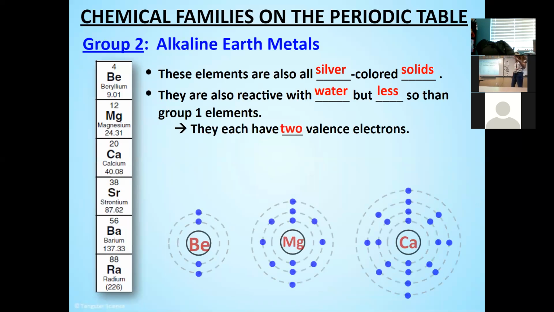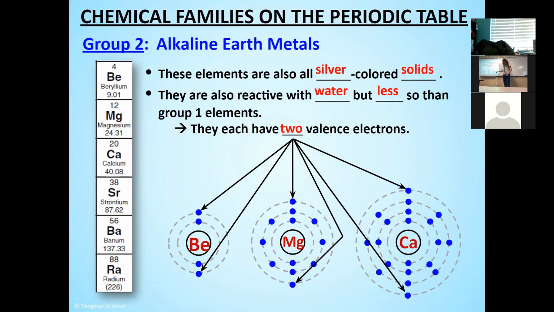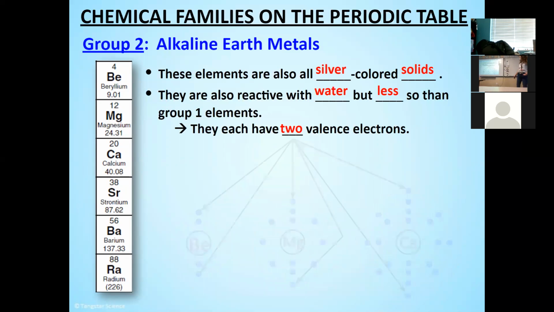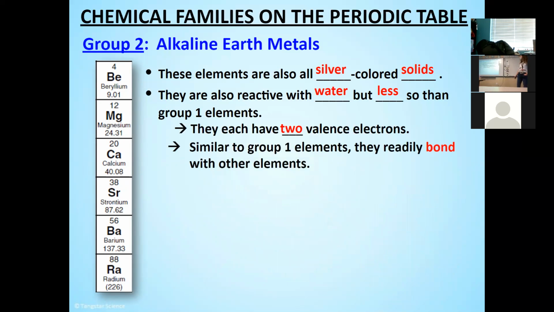They each have 2 valence electrons that they would really like to get rid of. So calcium has a 2+. Calcium will get rid of them. Magnesium will get rid of them. Beryllium will get rid of them. Okay. Go ahead, Gabe. So they will readily bond with other elements. They will give away their 2 electrons, but by so doing, they form a bond. That is how molecules are formed, by the sharing and the giving of electrons.